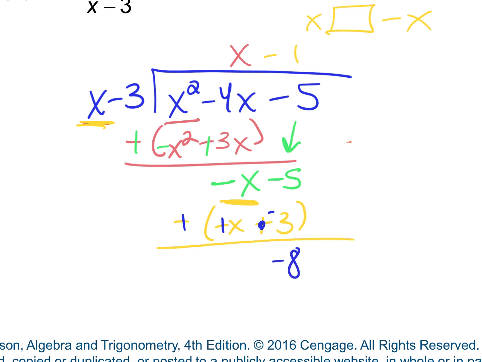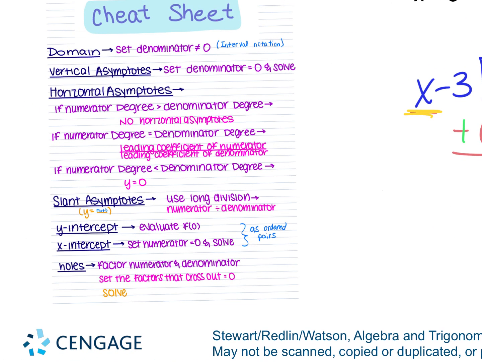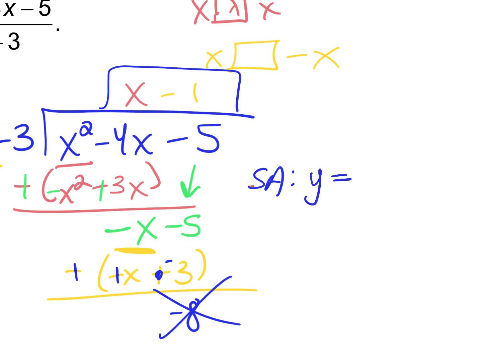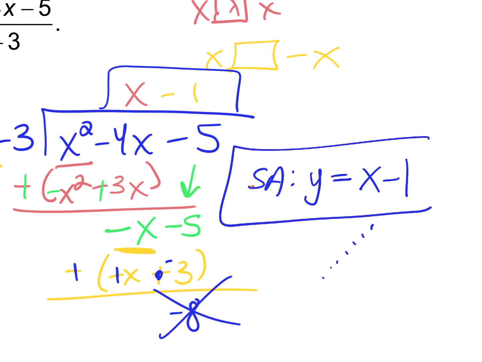What is negative 8 in this case? It's my remainder, okay? What I want you guys to understand and to realize, how do they want this question answered? Y equals mx plus b. Right here is your y equals mx plus b. The remainder does not matter. It is not included in your answer. So you guys would tell me your slant asymptote is at y equals x minus 1. It's just a slanted line like that. But you do not include the remainder. You do long division like normal. You do not include the remainder.